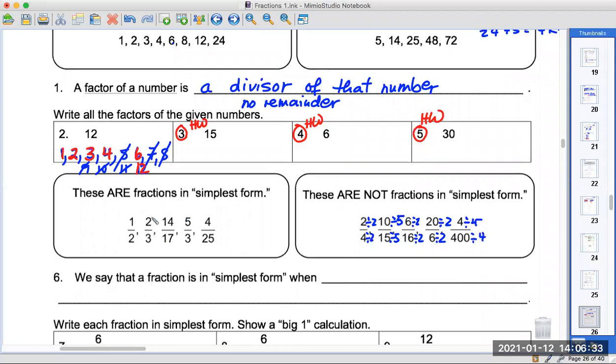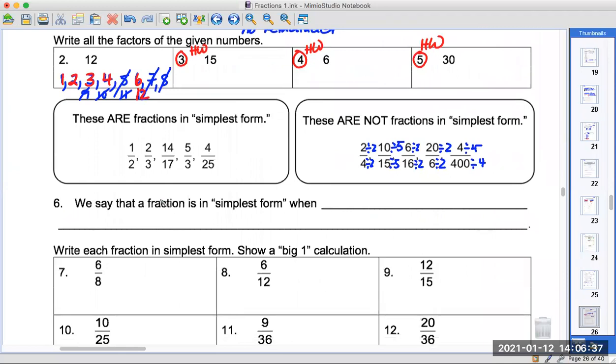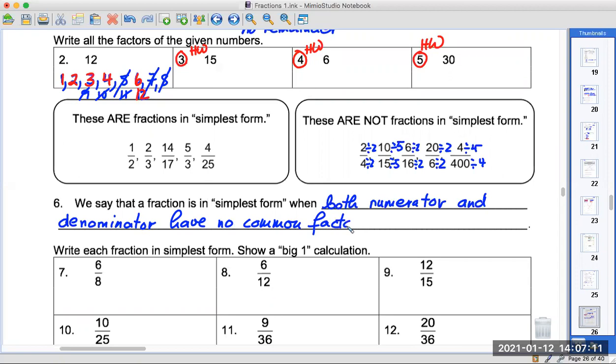These are. We say a fraction is in simplest form when both numerator, which is the top, and denominator, which is your bottom, have no common factors. Or divisors.